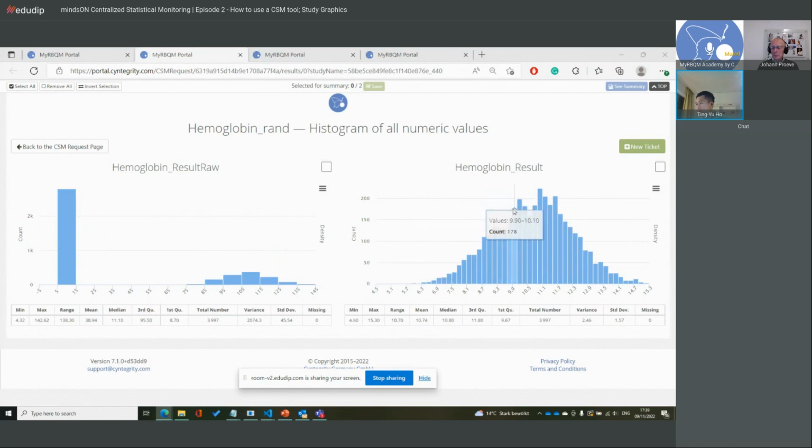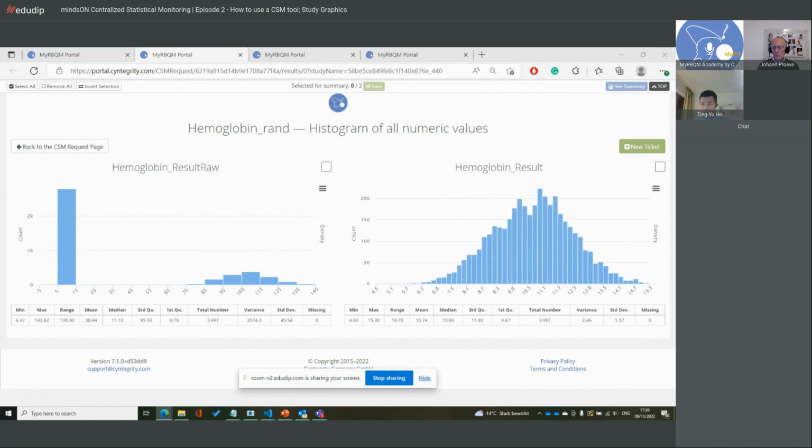And other than that, we can see the bimodal distribution right here in the hemoglobin. The bimodal distribution could be coming from the hemoglobin concentration being different between genders.